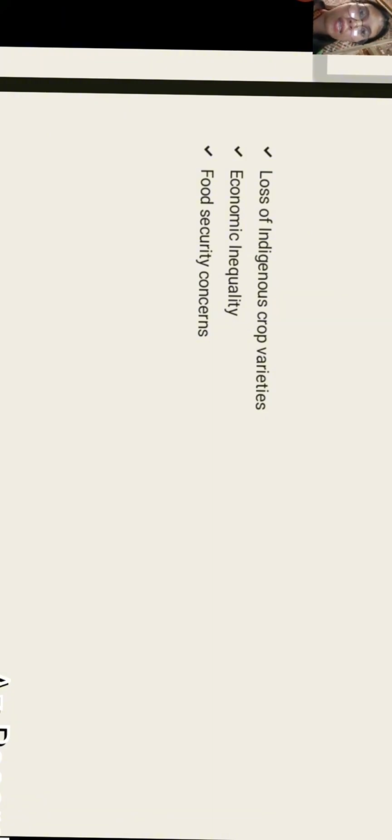Next is economic inequality, meaning some people or countries get richer while others stay poor. Number 5, next is food security concerns, meaning the worry that people might not have enough safe and healthy food.